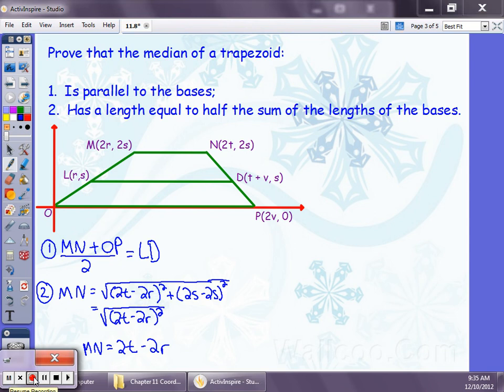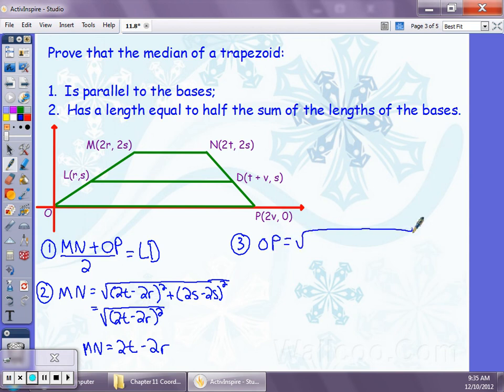For our third step, let's go ahead and find the distance for OP. So we're going to take 2V minus 0 squared plus 0 minus 0 squared. Okay, so for OP, we know that 2V minus 0 is just 2V, so 2V squared. Okay, and then 0 minus 0 is 0. 0 squared is 0. So the distance of OP is 2V. Our fourth step is to now find the distance of LD, which is the median.